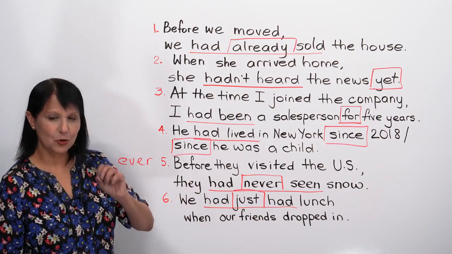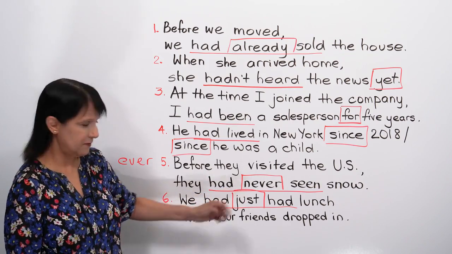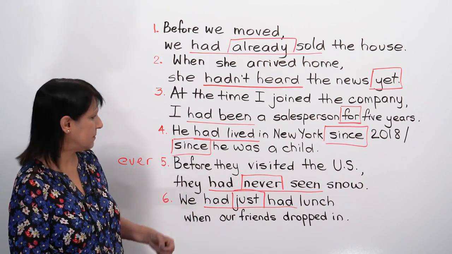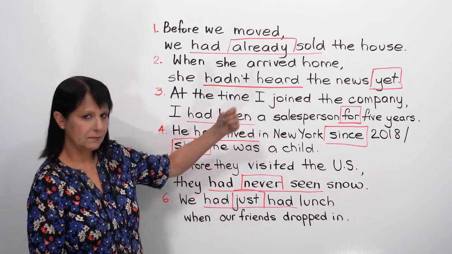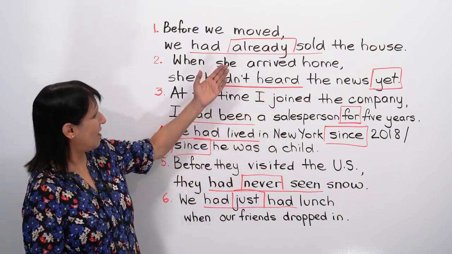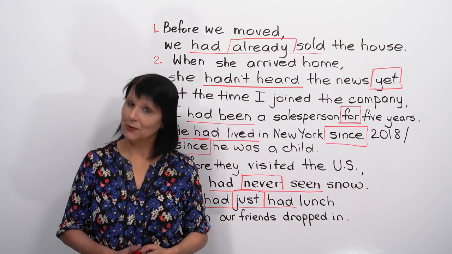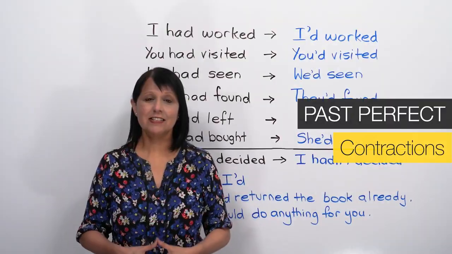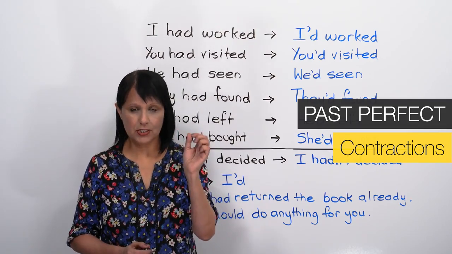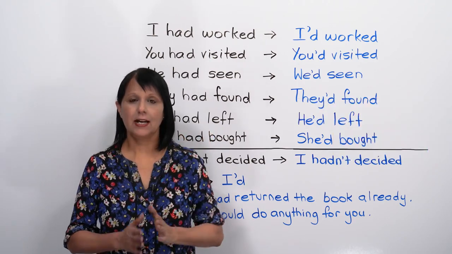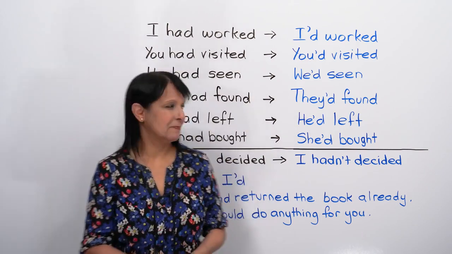But here, let's look over those key words and expressions. Just, never, ever, since, for, yet, and already. Okay? So now you already know how to use these. Now let's look at some spelling changes we need to make when we create contractions, when we shorten the words, and also let's see how to pronounce these contractions.